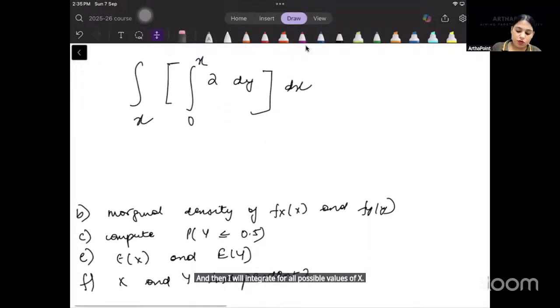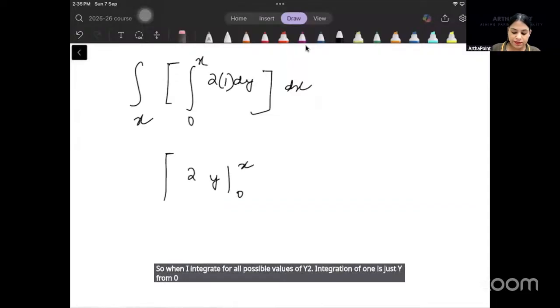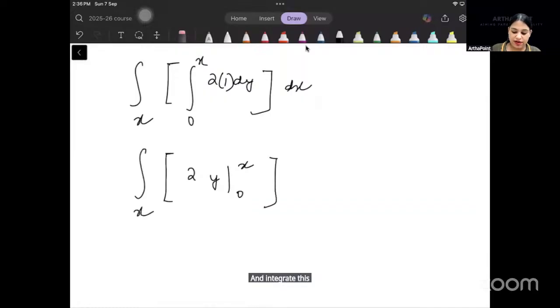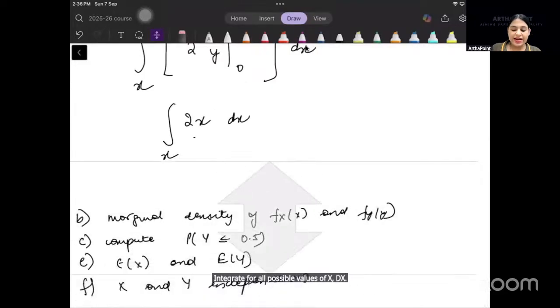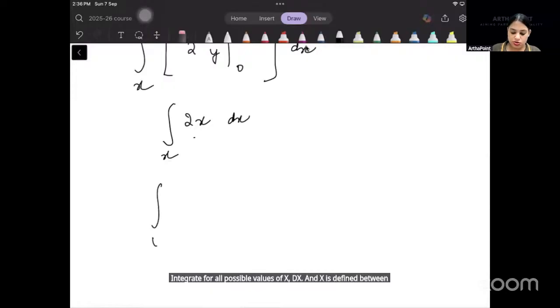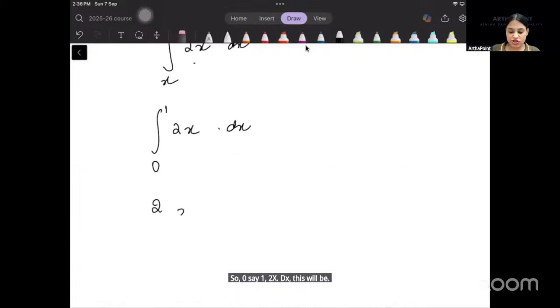So when I integrate for all possible values of y, the integration of 1 is just y from 0 to x, and integrate this for all possible values of x. So you got 2x. Integrate for all possible values of x, dx. And x is defined between 0 to 1. So integral from 0 to 1 of 2x dx. This will be 2 times the integration of x, which is x square by 2 from 0 to 1. 2 and 2 cancel. So 1 minus 0. So 1.